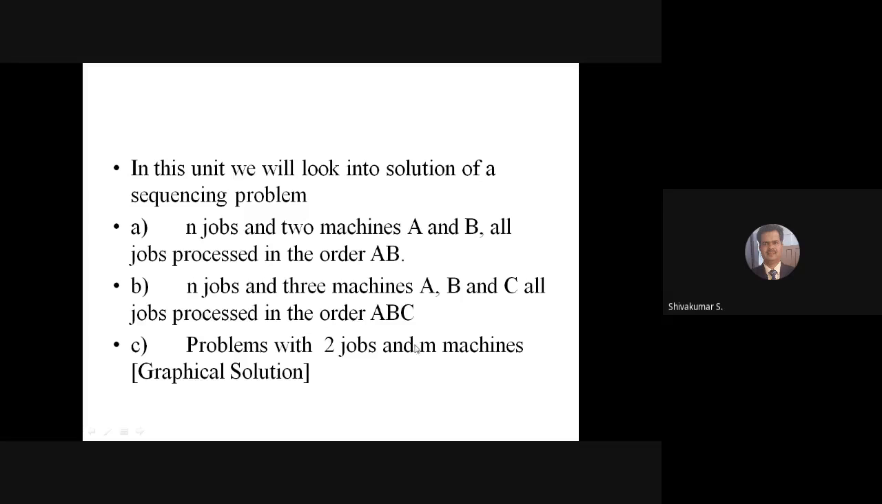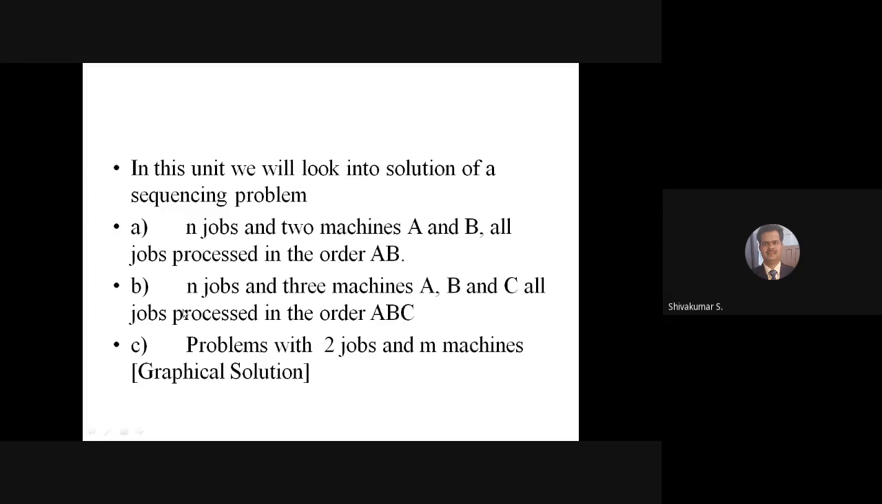So here you have to make sure that the machines' idle time is as minimal as possible. You are trying to minimize the idle time of machines, because the processing time remains the same, but you focus on minimizing the idle time. So we are going to use a graphical solution for the two jobs, M machines problem.